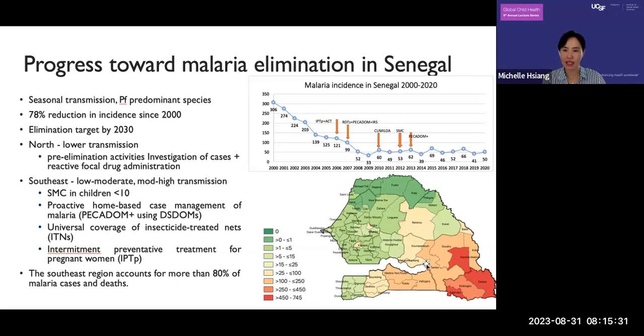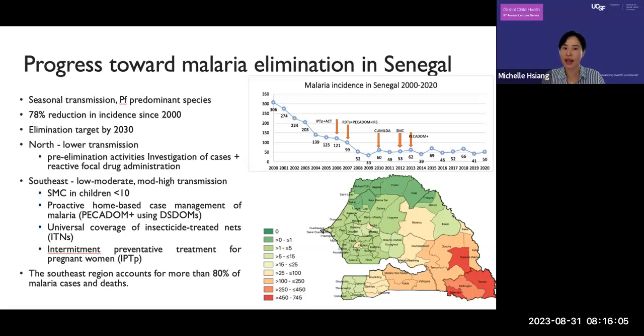In the southeast is where there's low to moderate to up to high transmission. In this area, they've been doing pretty much everything you can. So they do good case management. When you present for care, you can get tested and you can get a good treatment. They've rolled out this, it's called PECADOM Plus, which is using a DESDOM. A DESDOM is the French word for a community health worker. And they do these weekly sweeps in the village, looking for people who have fever, and the community health workers are trained to do testing and treatment. So it removes that barrier of health seeking.